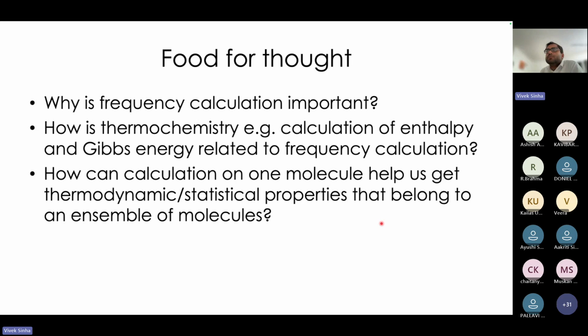To come to the question of thermochemistry, you might have read about things like enthalpy, entropy, Gibbs energy, and both Pallavi and Ayushi touched upon that. It gives you an idea of randomness of the system. Now, how does it do that?